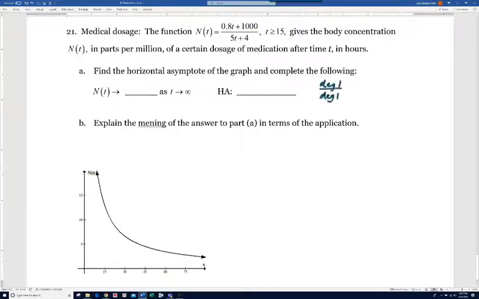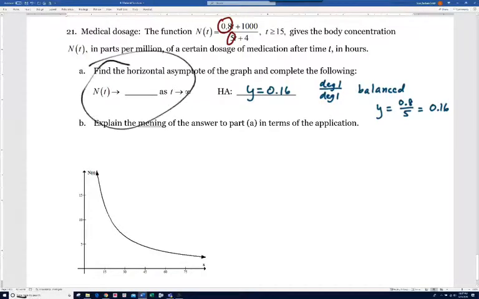Well, to find the horizontal asymptote, we look at the degrees, and they're both 1. So this is the balanced case, and we find it's going to be 0.8 over 5, and that's 0.16. So that's going to be our horizontal asymptote. If you look at the graph, you might possibly think that it's going to approach 0, but knowing what we know about finding horizontal asymptotes, we know it actually is going to approach 0.16.